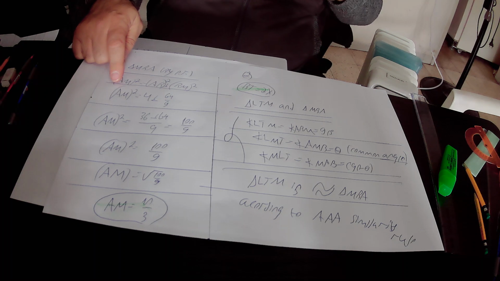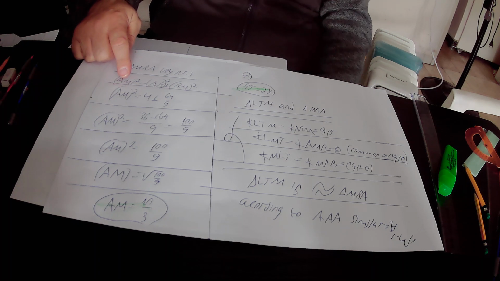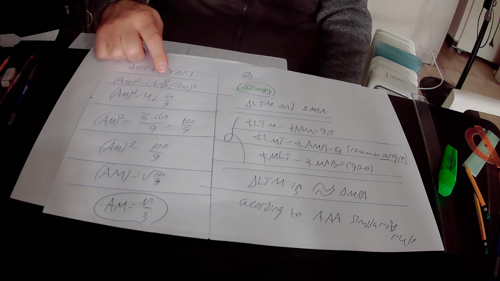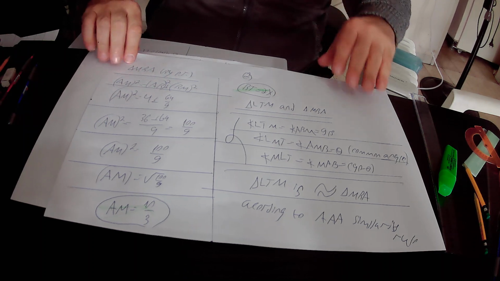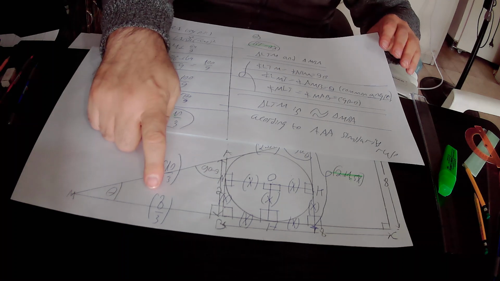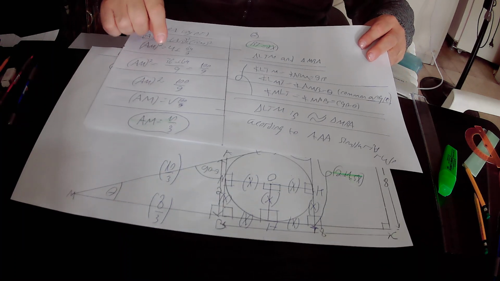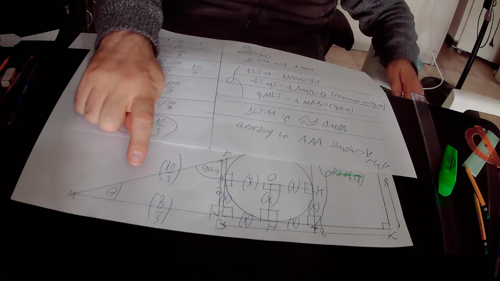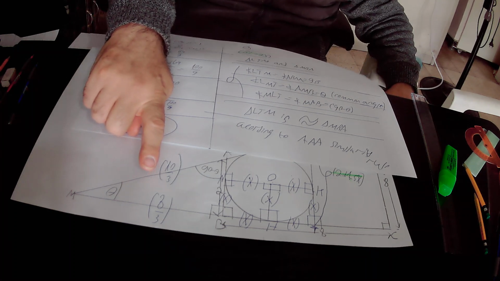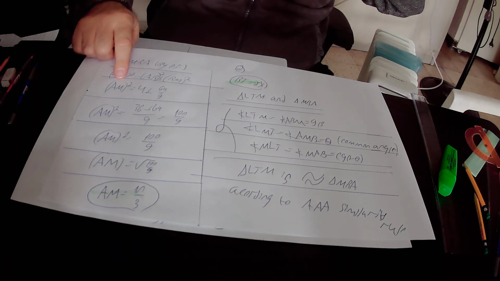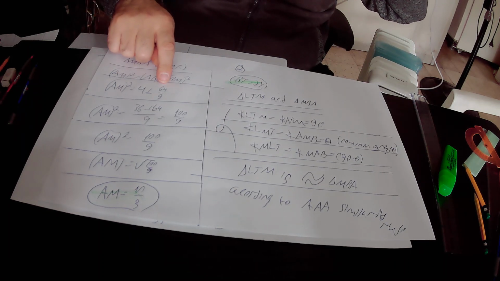So AM square, that is the square of the hypotenuse, equals AB square. AB is 2, therefore AB square is 2 squared, that is 4, plus BM square. BM is 8 over 3, therefore BM square is 8 over 3 squared, that is 64 over 9. So in conclusion, we found out that AM square equals 4 plus 64 over 9.